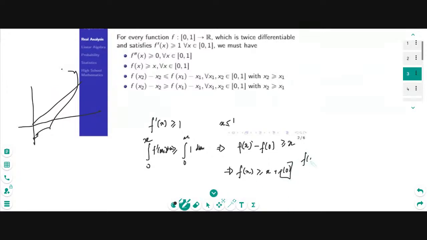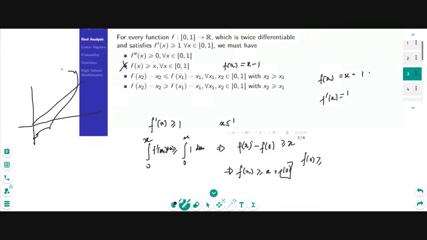If f of 0 is greater than or equal to 0, then it implies that f of x is greater than or equal to x. So this is not always true. For example, f of x equal to x minus 1 has f dash x equal to 1, but it is less than x, so it's not true. So this option is ruled out by the counterexample f of x equal to x minus 1.